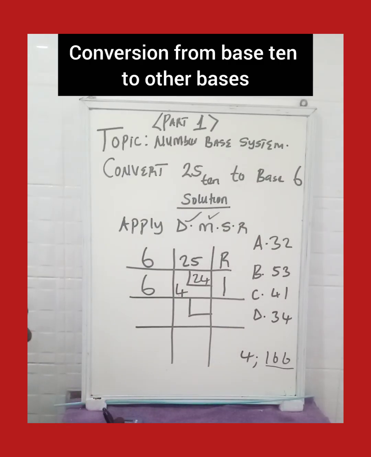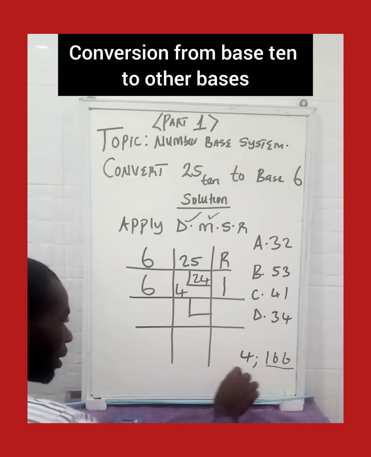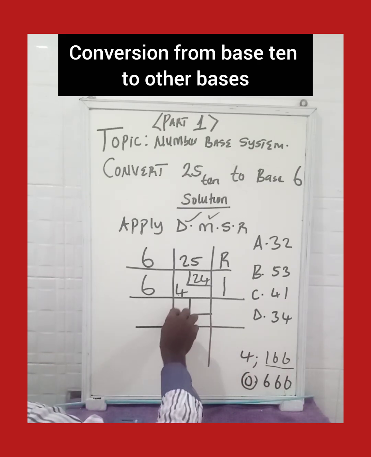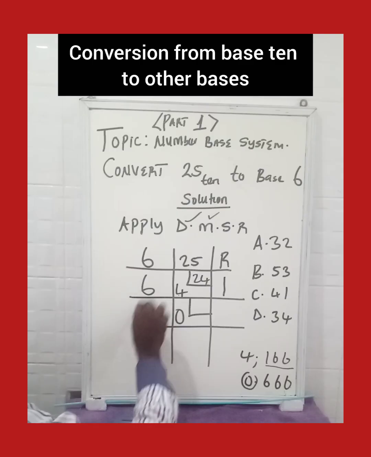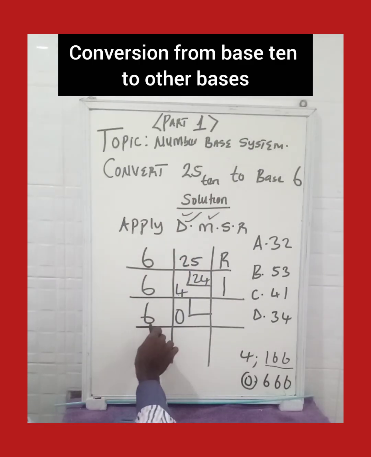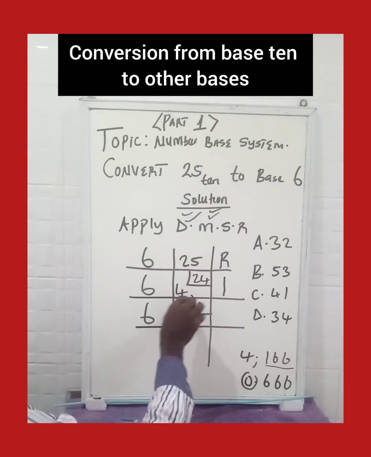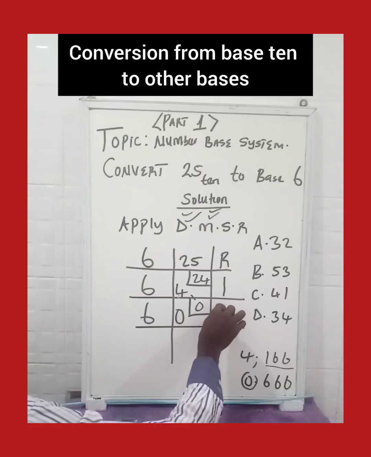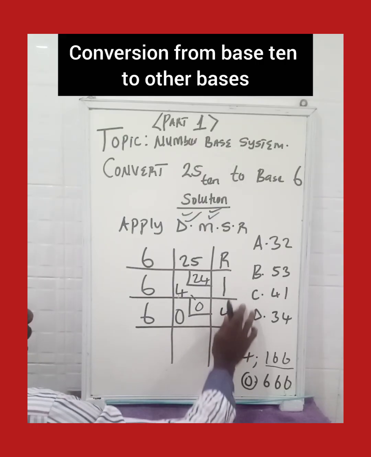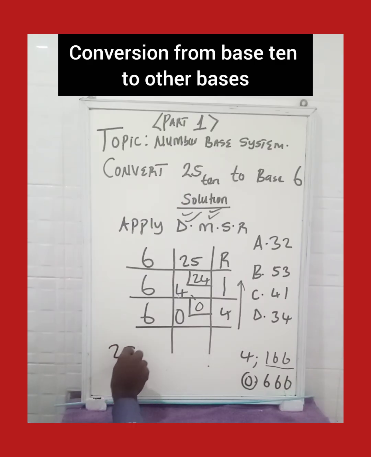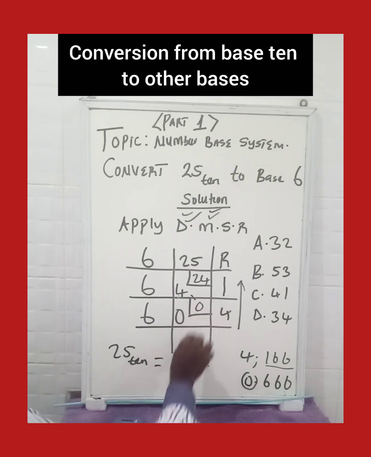Then I'll go further again by saying 4 divided by 6. 4 divided by 6 is going to give me 0.666. I don't have business with it. I'll pick this 0 and put it here. That means I've already divided for the second time. And I'll say 6 times 0 will give me 0. I've already multiplied. The next, I'll subtract. 4 minus 0 is equal to 4. Now, when I'm going to record my answer, I'll record from the bottom to the top. So in doing that, I'll now have 25 in base 10 is equal to 41 in base 6.